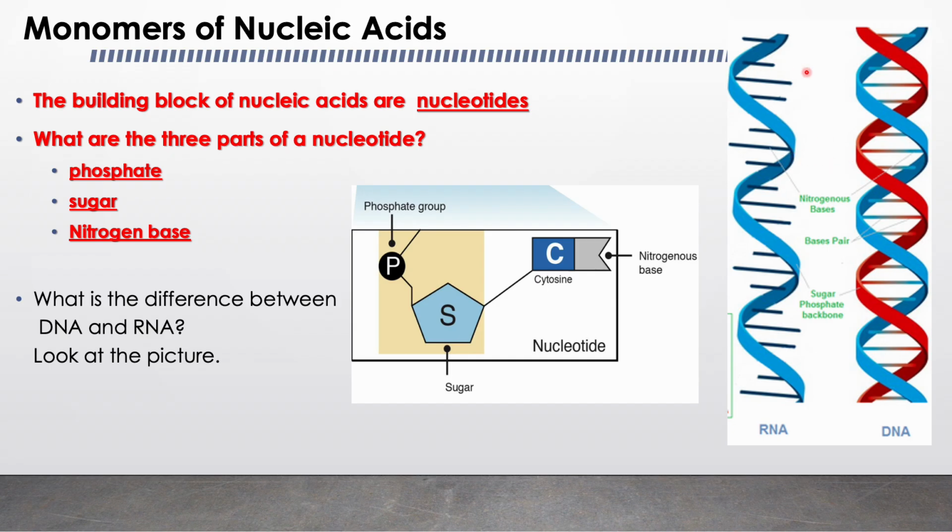And then the rungs, these pieces on your RNA that are sticking out, and then in your DNA that are connecting those two backbone pieces, that's where you're going to find your nitrogen bases.